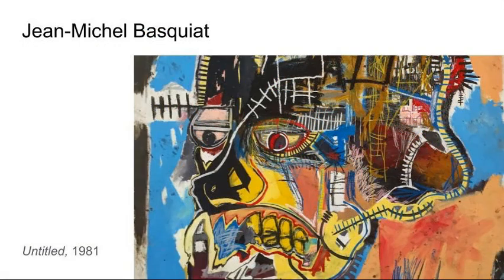Jean-Michel Basquiat was an American artist of Haitian and Puerto Rican descent. He is known for his raw, gestural style of painting with graffiti-like images and scrawled text. He became notorious for a wildly expressive art underpinned by savage social commentary.